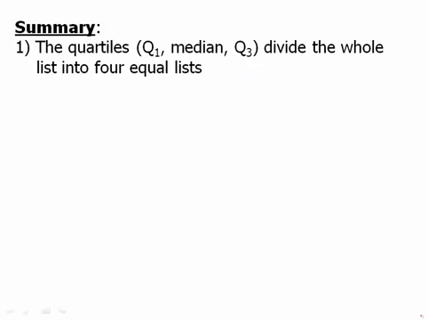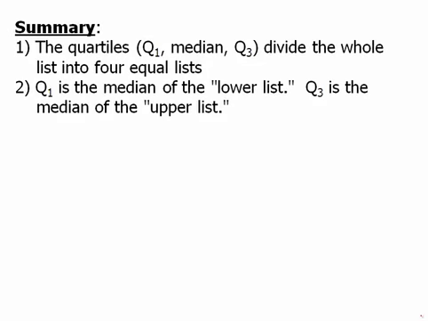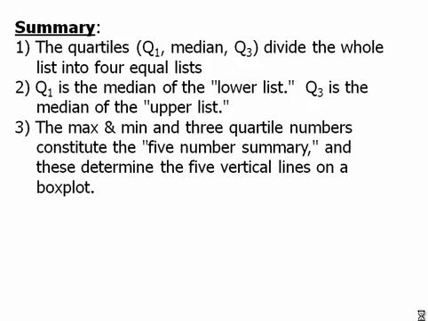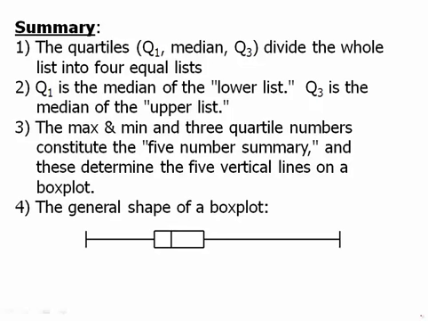In summary, the quartiles, Q1, the median, and Q3, divide the whole list into 4 equal lists. Q1 is the median of the lower list, Q3 is the median of the upper list. That's how we calculate it on the GRE. Again, other sources will do it differently, but this is the GRE convention. The max and the min and the 3 quartile numbers constitute the 5-number summary, and these determine the 5 vertical lines on a box plot. And the general shape of a box plot is as follows. We'll talk more about box plots in the next video.